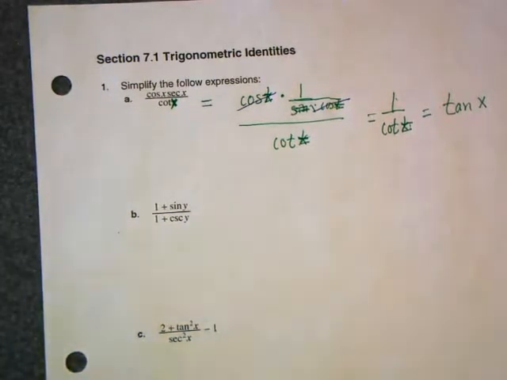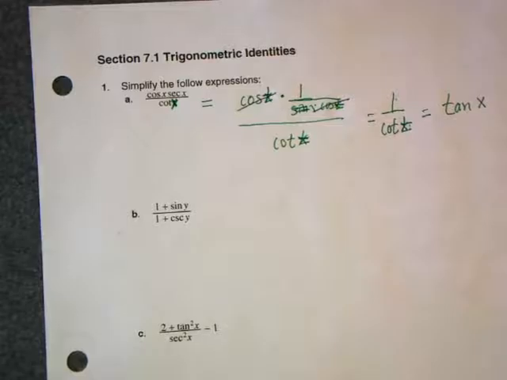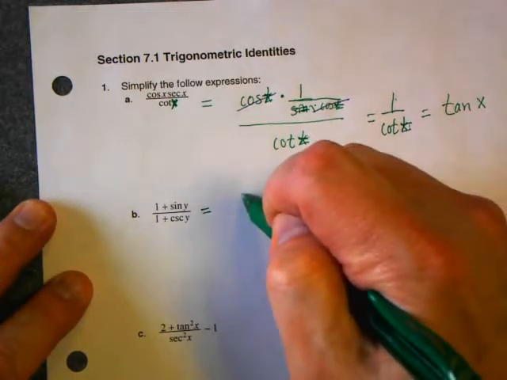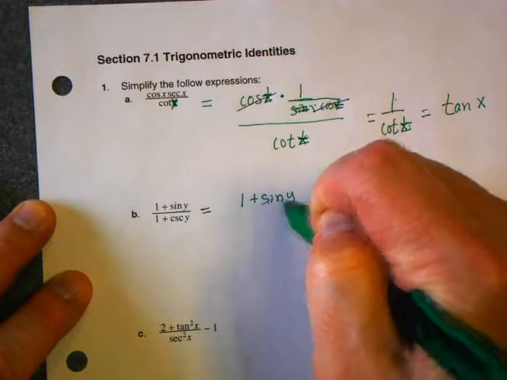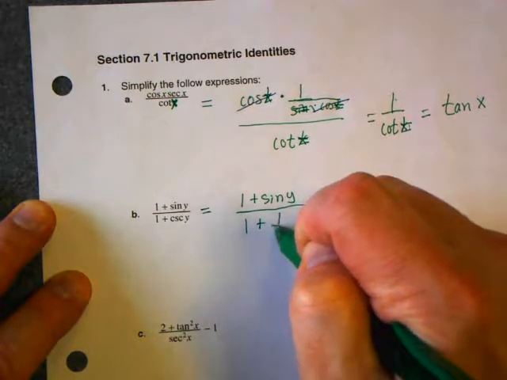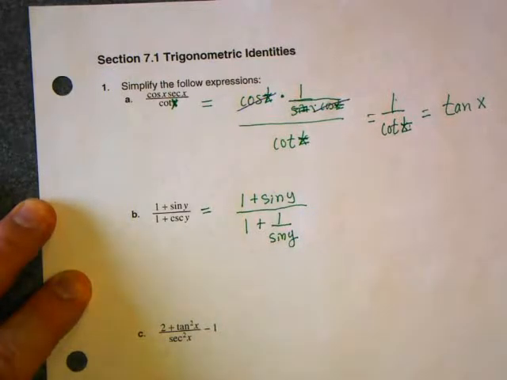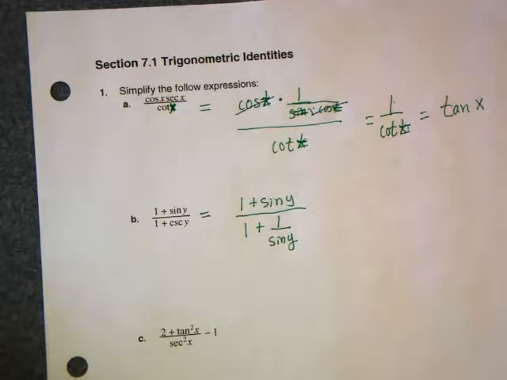All right. How about B? Any clever ideas? All right, that's one of our techniques, to switch everything to sines and cosines. So I would do that. That's 1 plus 1 over sine y. Okay, that's a good idea. Although it doesn't look more simple, it looks more complicated so far. So I don't think that's the final answer. Any ideas of what to do next? That first step was a good first step.